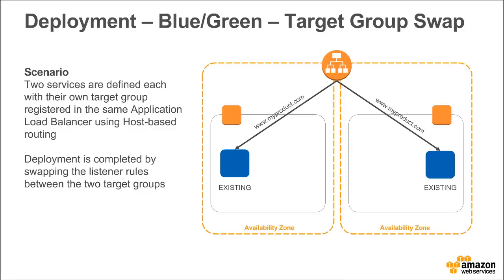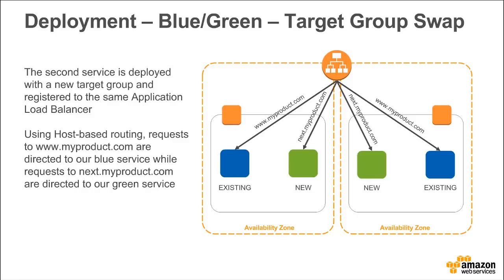Now with target groups, we can also do a target group swap. Now that the application load balancer supports host header routing, we can leverage that to do a target group swap to allow us to deploy with one elastic load balancer across 2 different services. So here in this scenario, we have 2 tasks running with www.myproduct.com, and we want to deploy our new revision. So we're going to deploy that as a new service with a new host name, next.myproduct.com. It's all routing through the same application load balancer and with different target groups.